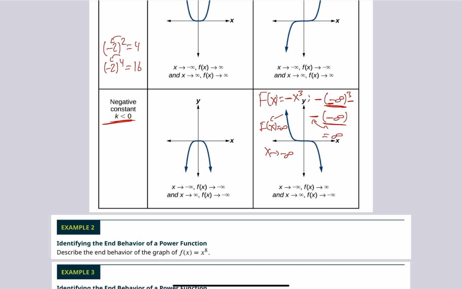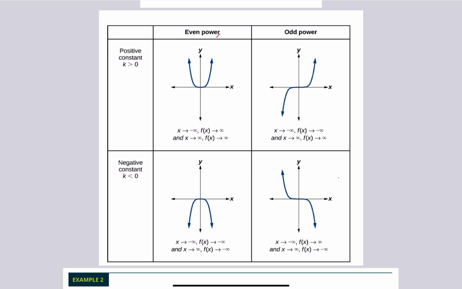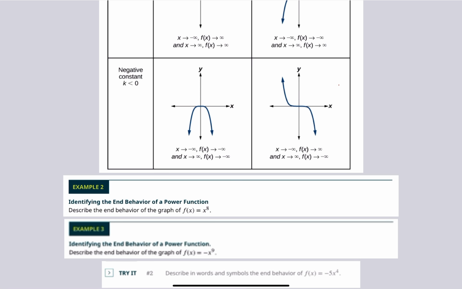Now, what about the last case? Let's test this out. I have f of x, which equals negative x cubed, negative of infinity cubed, which equals negative infinity, which is also the case. Okay, so that's pretty much it for these 4 cases. I do not want you to memorize this. Just understand how power functions behave with end behaviors.